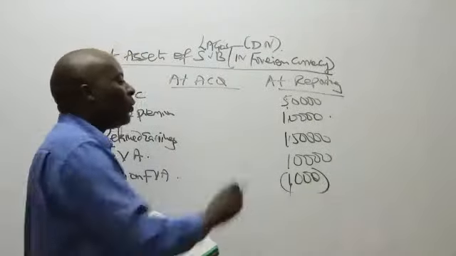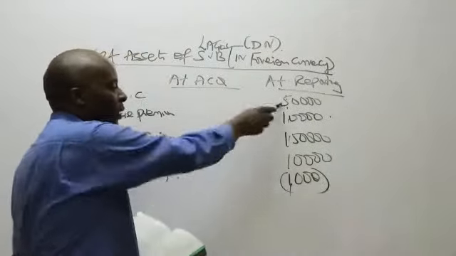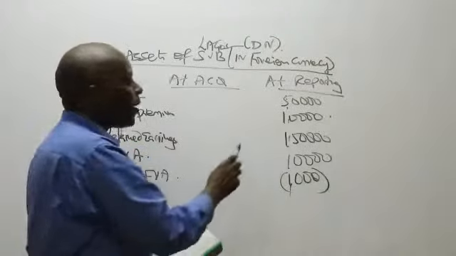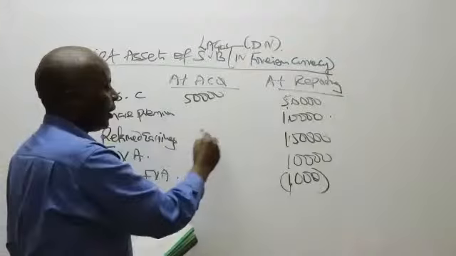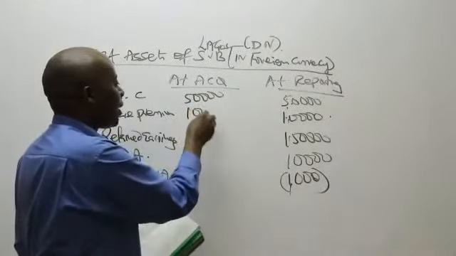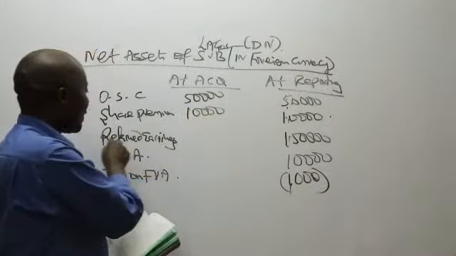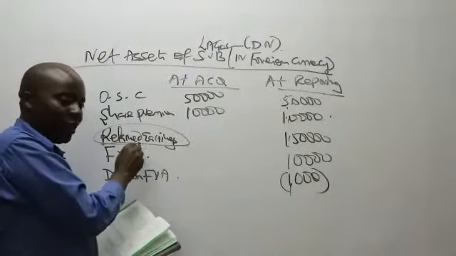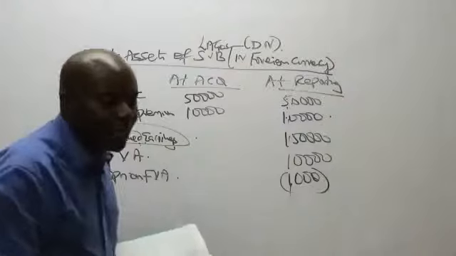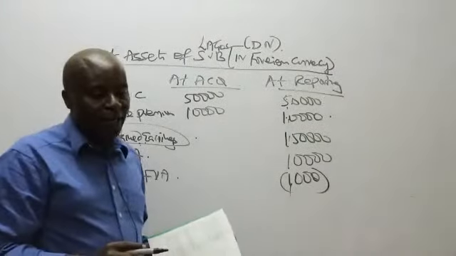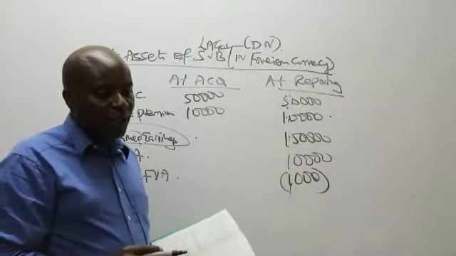Now, I know that most of these things will change here. For example, share capital never changes, it stays the same, 50,000. Share premium never changes, it stays the same. But retained earnings at acquisition is normally given. Are you able to see the retained earnings at acquisition?